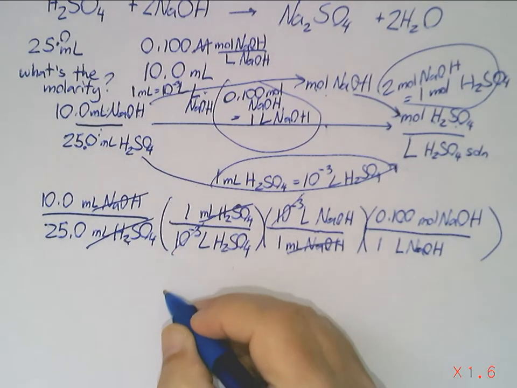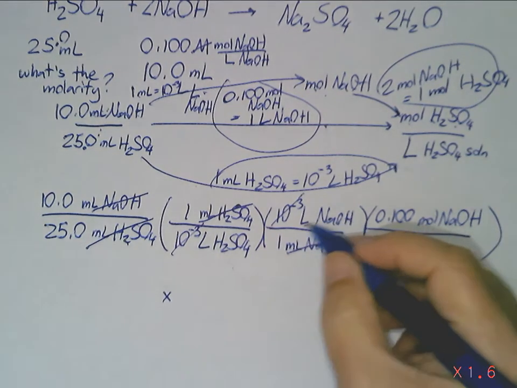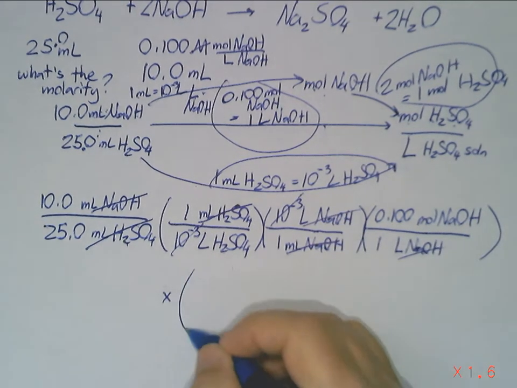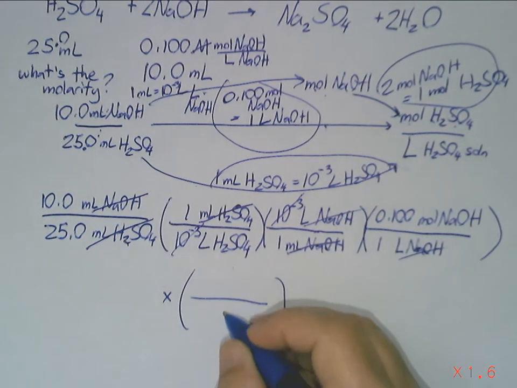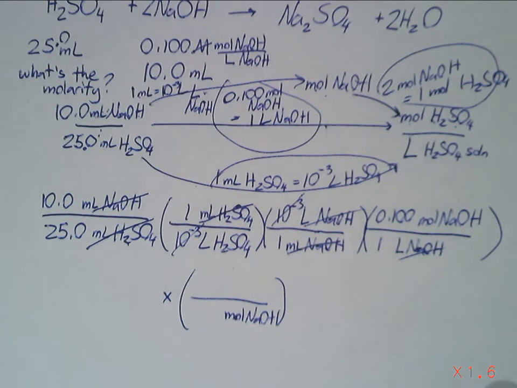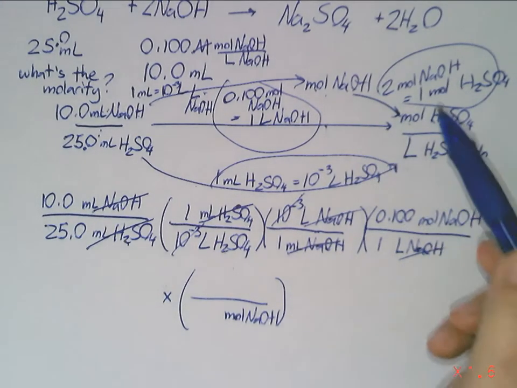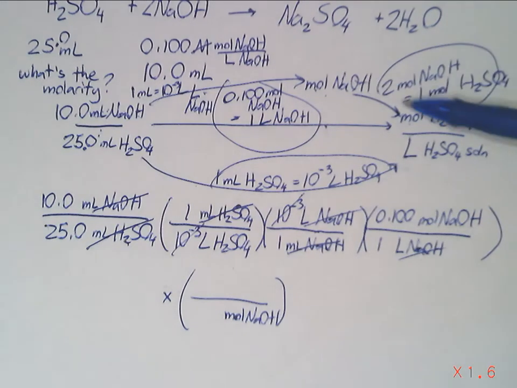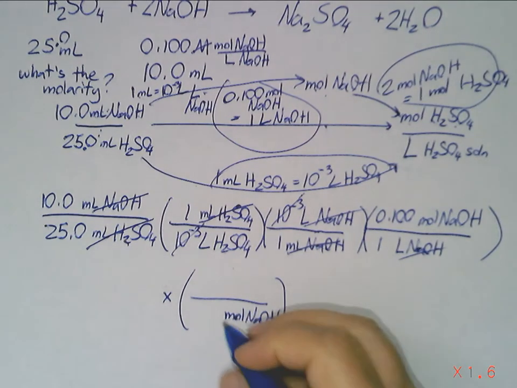Okay, let's continue this down here. That gets rid of liters. Now I've got moles on top. That isn't what I want to end up with. So I'll put it on the bottom of the next conversion factor. And this is the part where I'm going from moles of NaOH to moles of H2SO4.